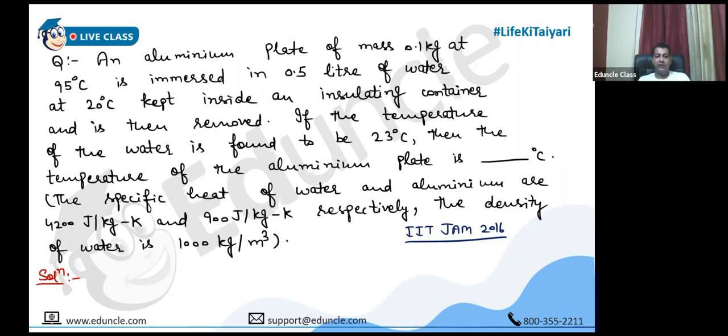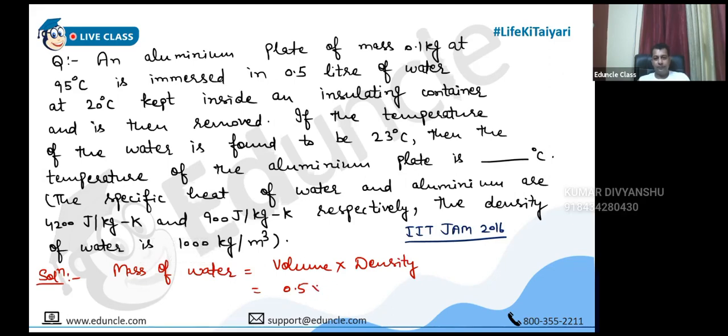So volume of water is given, so you can calculate the mass of water first of all. Density of water is given. So 0.5 kilogram. This 0.001 is because of conversion of liter to meter cube. Now aluminium plate. So it means water will absorb the heat and aluminium plate will lose the heat. So according to principle of calorimetry, heat gained by water should be equal to heat lost by aluminium plate, and from there we can get the temperature of aluminium plate.